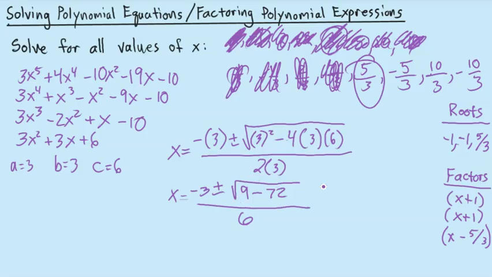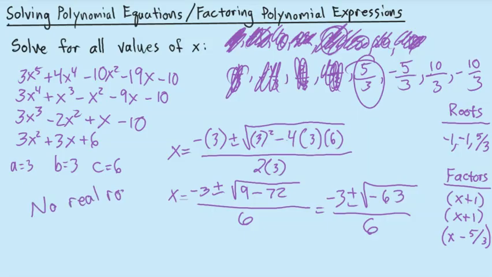This is a negative number. So we have negative 3 plus or minus the square root of, what is that, negative 63, all over 6. And we know that when the discriminant is negative, when we try to take the square root of a negative number, that means that there are no real roots. And therefore, we can say that there are no real roots to this quadratic. And so we're done with our list of roots. This is our whole list of roots.